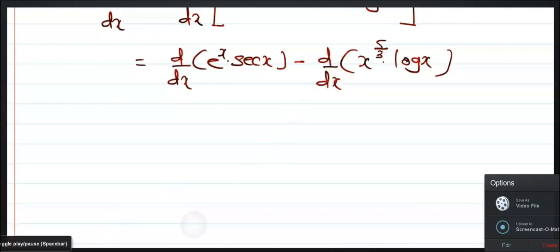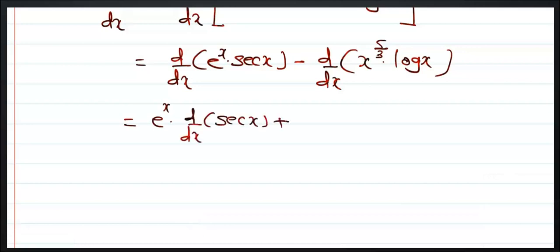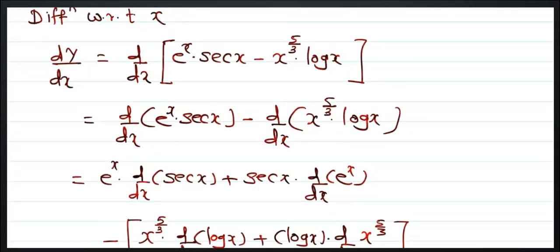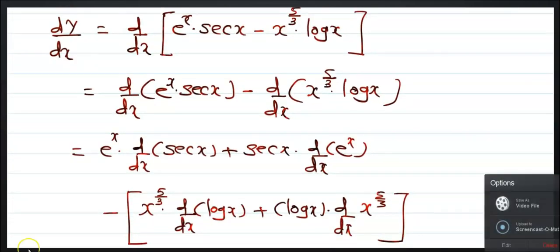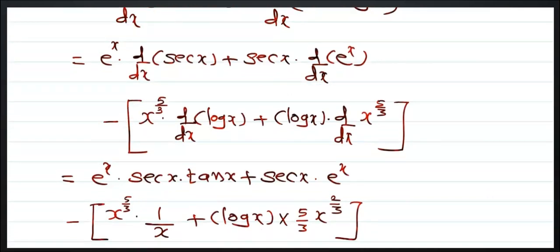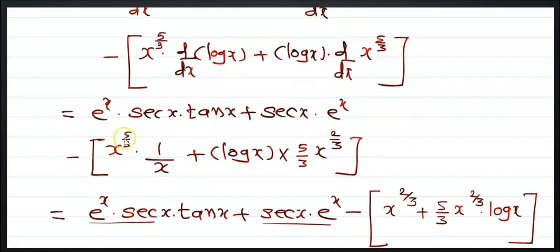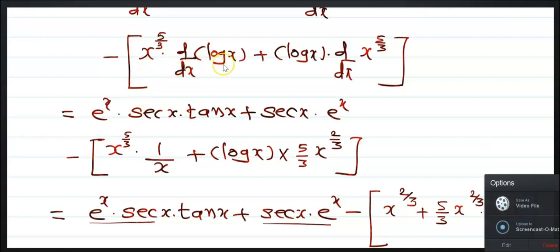Now see this here. That is the d/dx of e raised to x into sec x minus d/dx of x raised to 5 by 3 into log x. E raised to x as it is, derivative of sec x plus sec x into d/dx of e raised to x. And next is, यानंतर x raised to 5 by 3 into log of x plus log of x into d/dx of x raised to 5 by 3.